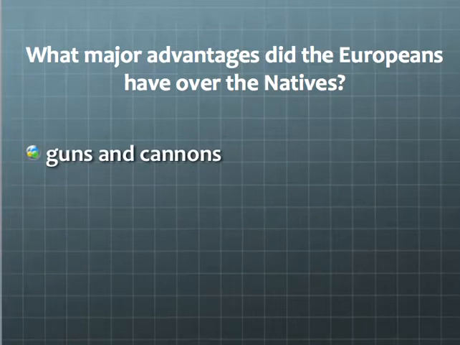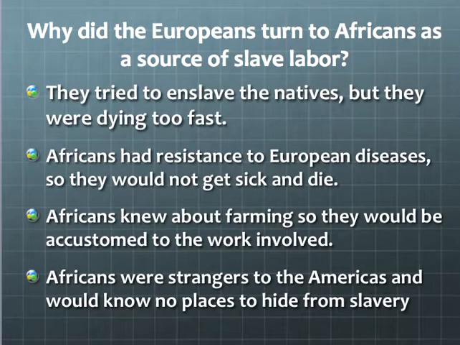Obviously, the disease is a factor, but the guns and cannons and horses and food and armor and all of those things are definitely going to help. Why did the Europeans turn to Africans as a source of slave labor? They tried to enslave the Native Americans. They did, but they were dying very quickly. Also, the Catholic Church started defending them.